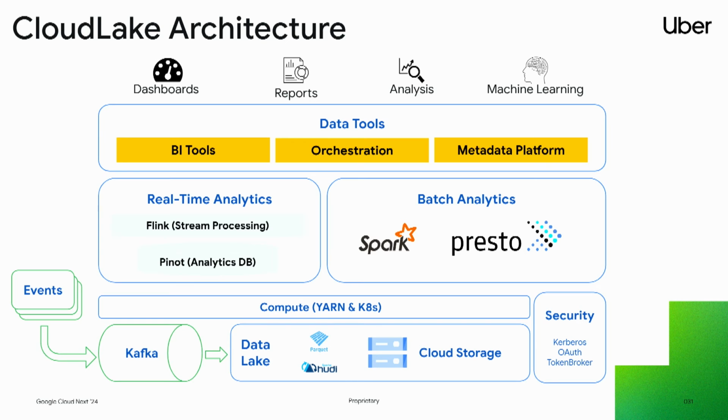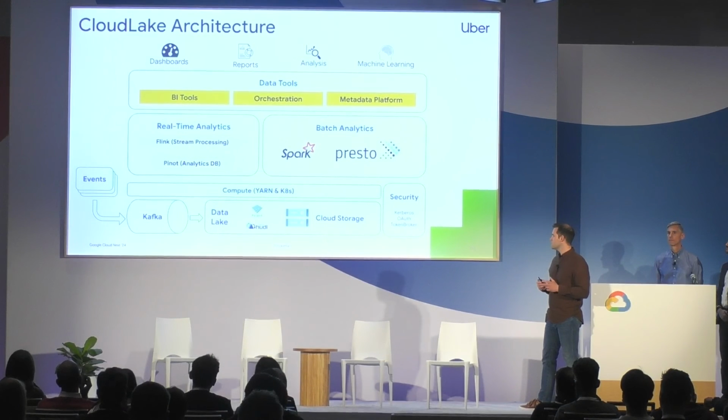The storage layer here has replaced HDFS with Google Cloud Storage, but we've maintained the Parquet and Hoodie table and file formats that we use with HDFS. On the right, we have our security layer, which I'll talk a little bit more about in a minute, but that's powered by Kerberos, Auth, and Token Broker. We have batch analytics provided by Spark and Presto, and real-time analytics powered by Flink and Pinot. And all of this utilizes Yarn and Kubernetes for compute.